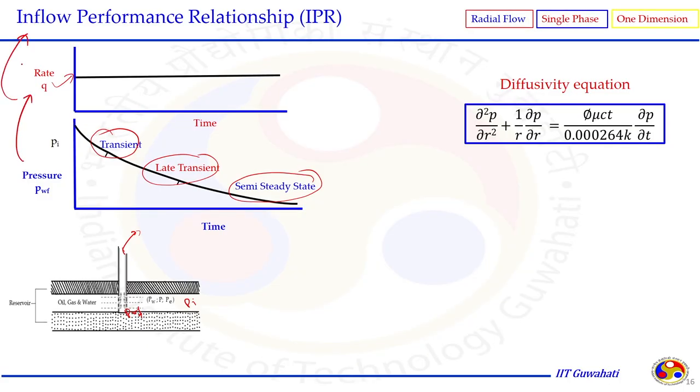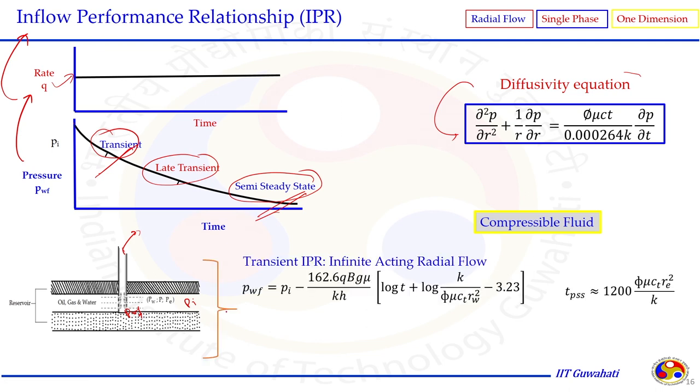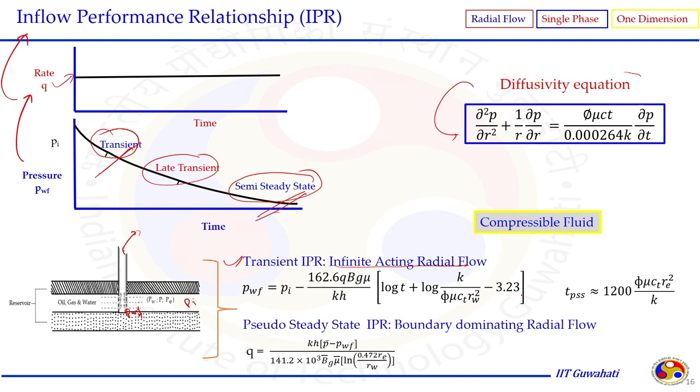Now we already set up the equations for both cases, transient flow condition and semi-steady state condition, using the diffusivity or the basic IPR equation. What are those IPR equations for this region in the reservoir fluid? This is the transient IPR, where the infinite acting radial flow condition is happening. We have the expression. Similarly, we have the expression for the pseudo-steady state condition.